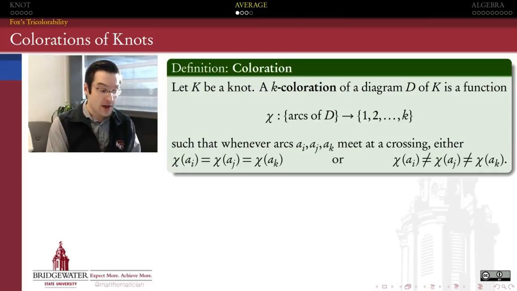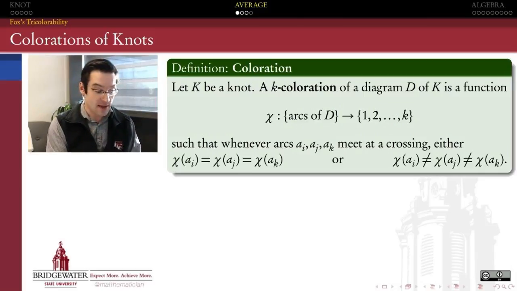By definition, a k-coloration of a knot diagram is a way of assigning to every arc in that diagram a number, a whole number from 1 up through k. So k-coloration means I have k different numbers. Each number represents a color, if you like, that we're going to work with. But we do so in a very particular way.